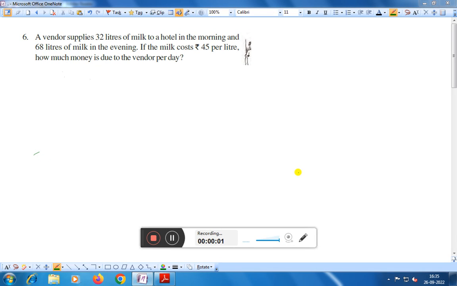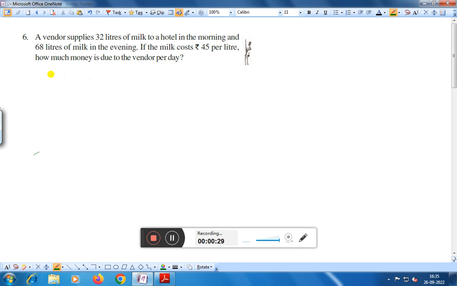Hello friends, today we shall discuss question number 6, exercise 2.2. Now the question is, a vendor supplies 32 liters of milk to a hotel in the morning and 68 liters of milk in the evening. If the milk costs ₹45 per liter, how much money is due to the vendor per day? Now, how are we doing this problem, you see.